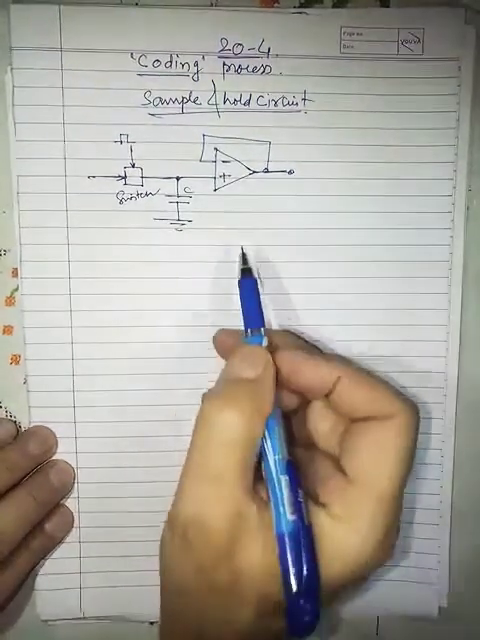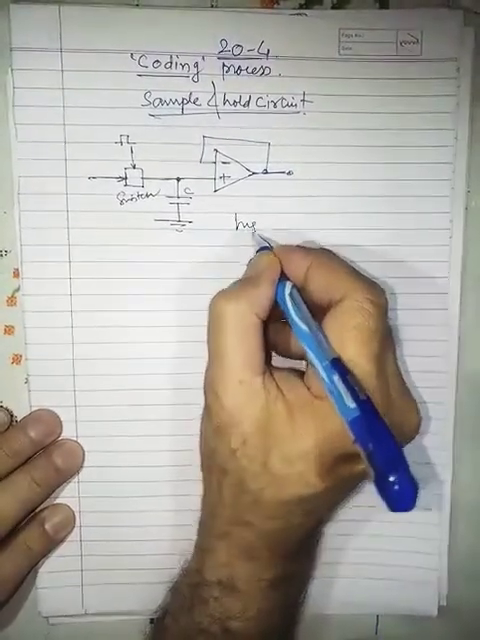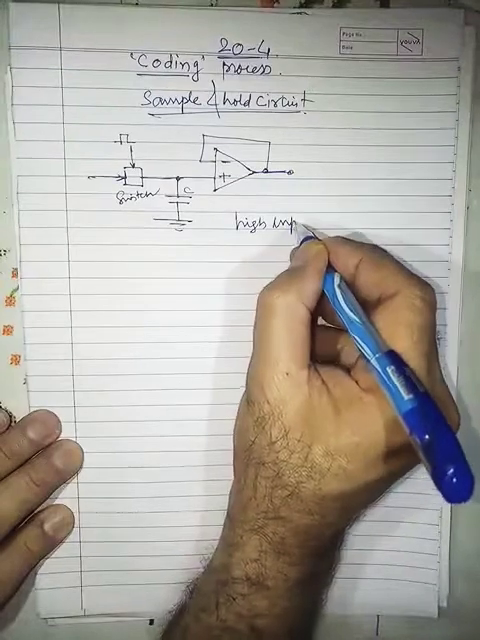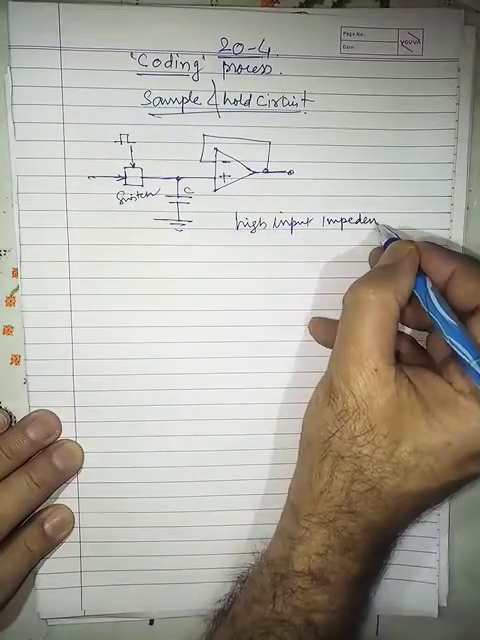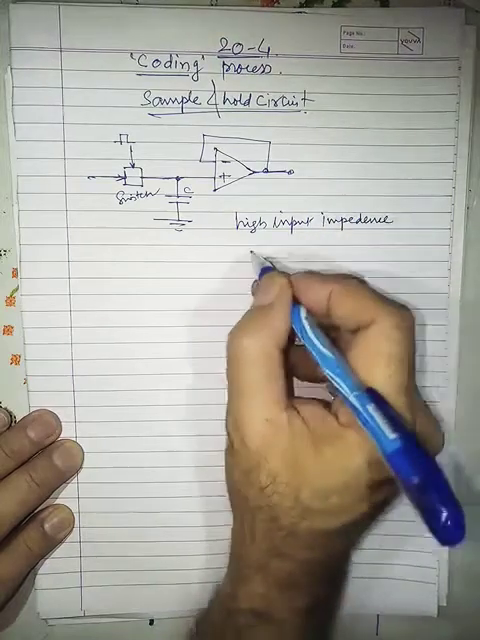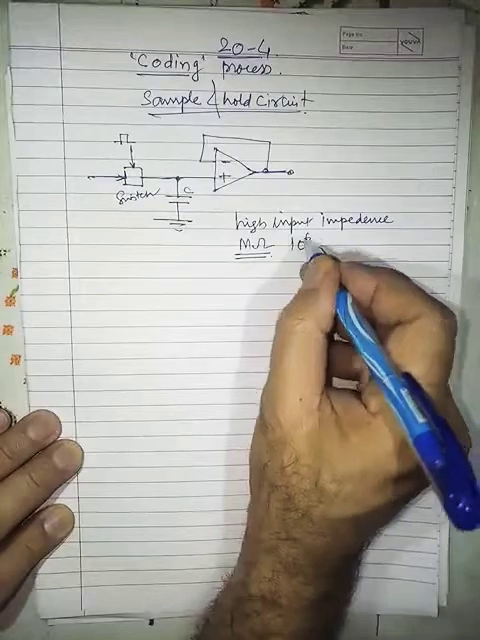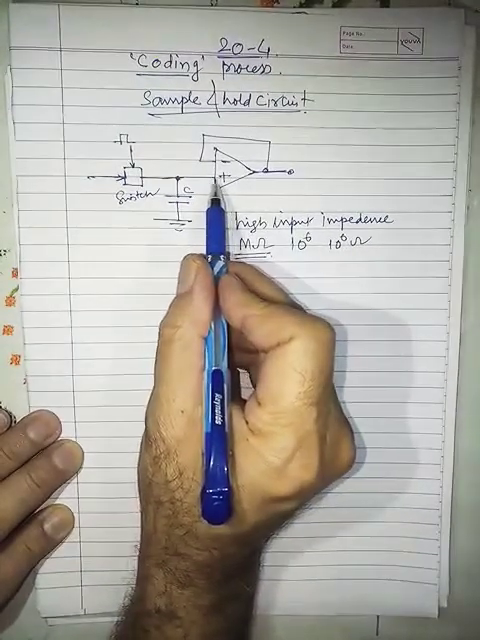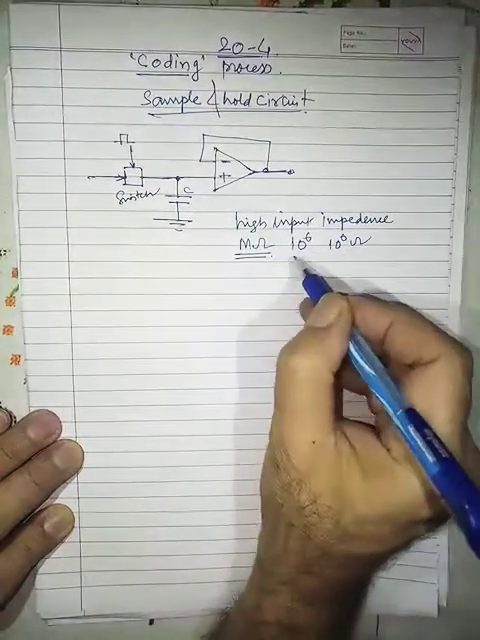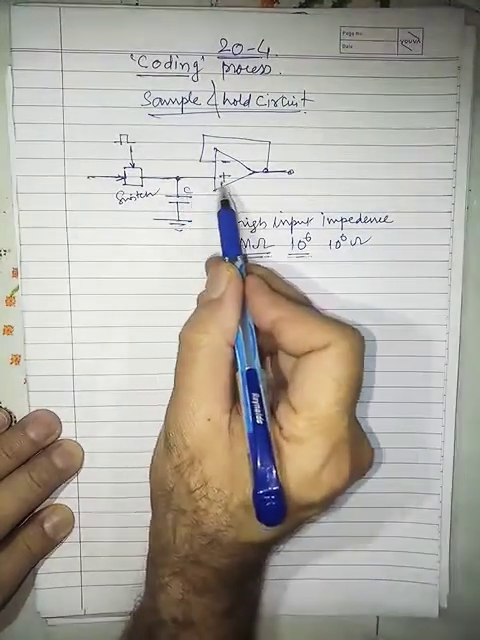Now you know well the characteristics of an op-amp. An op-amp has very high input impedance. Maybe a few mega ohms is the input impedance. Now mega is 10^6, that means 10^6 ohms are there at the input stage. So because of very high input impedance, practically no current will pass inside this.